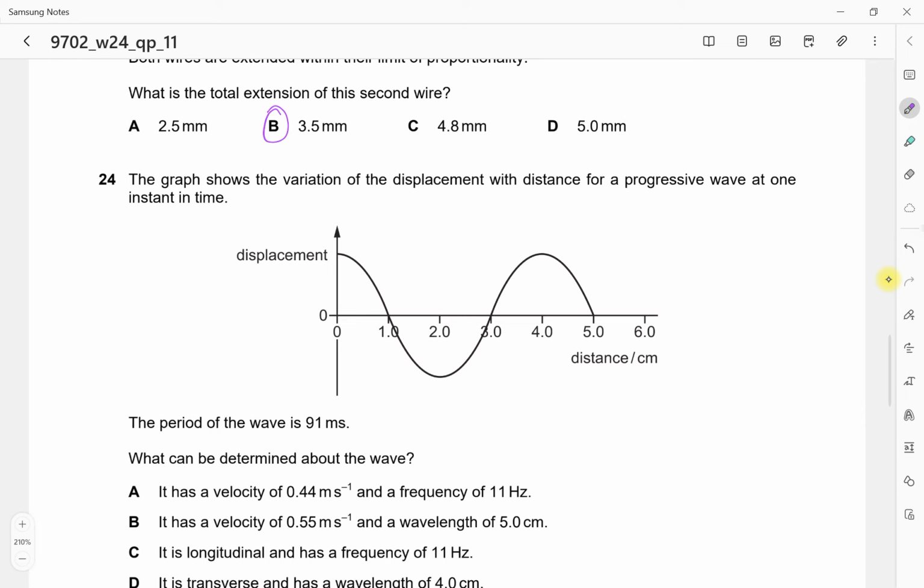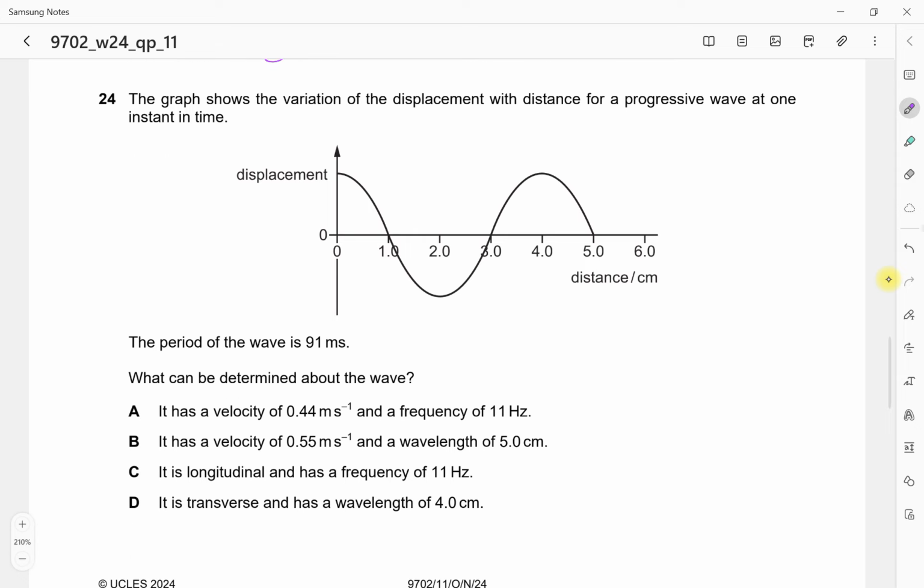The graph shows the variation of the displacement with the distance for a progressive wave at one instant in time. The period of the wave is 91 milliseconds. What can be determined about the wave? It has a velocity of 0.44 meters per second and a frequency of 11 hertz. We can check the velocity. The velocity is going to be equal to lambda times f, which is the same as lambda divided by the period.